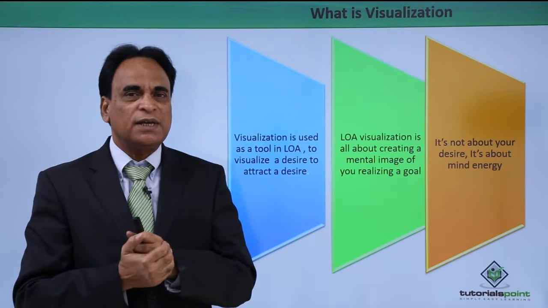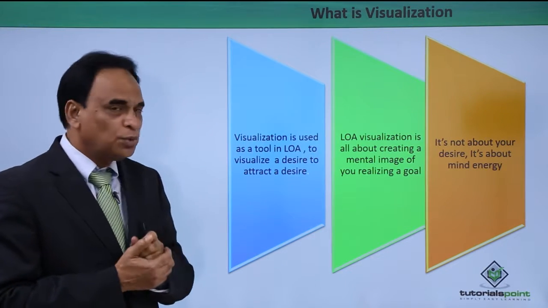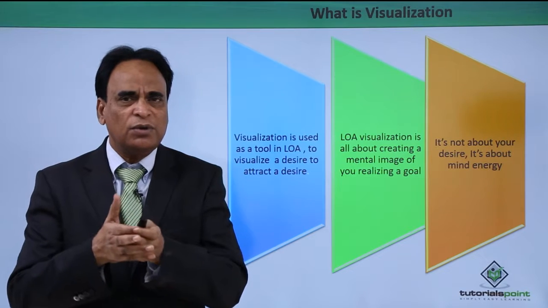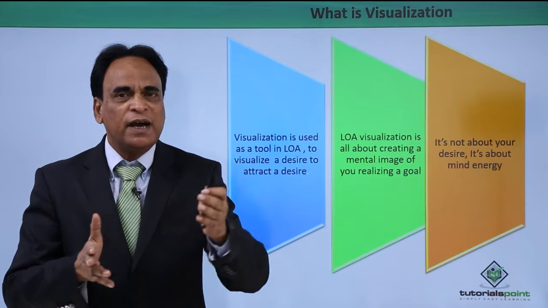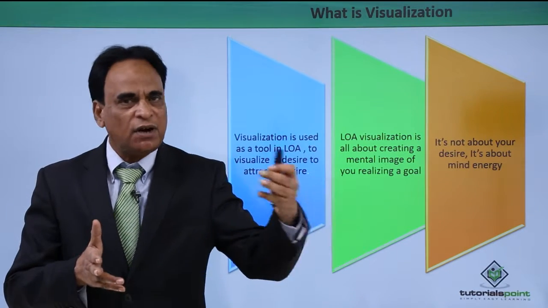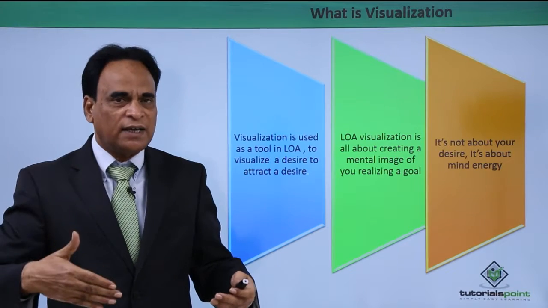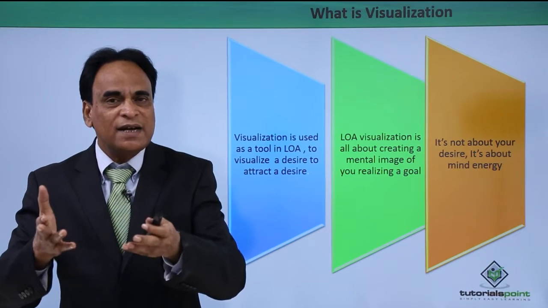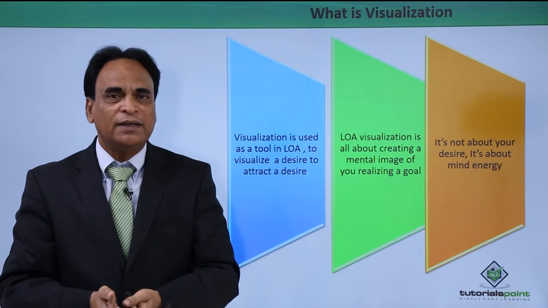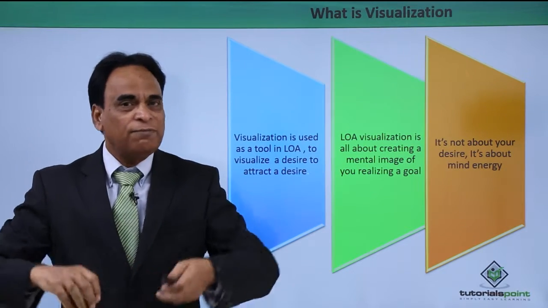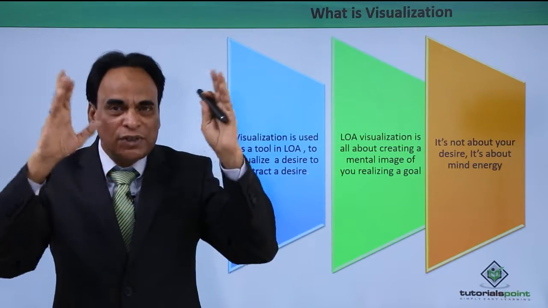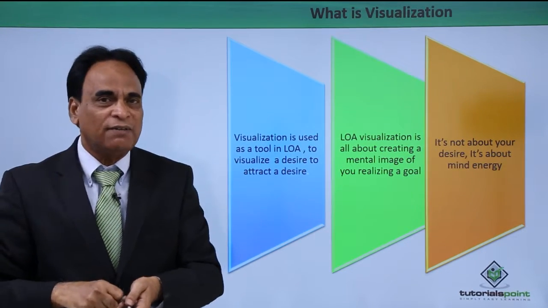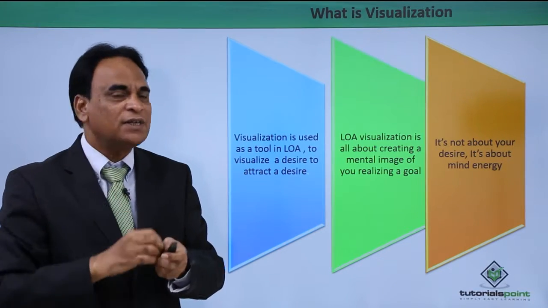Now, what is visualization in the first place? Visualization is used as a tool in Law of Attraction to visualize a desire, to attract a desire. As we all know, Law of Attraction basically means we attract what we want, whether positivity or negativity. You attract like, you will get like. Similarly, if you attract a desire, you will get a desire. That desire is what we are visualizing in our mind to make it happen in your life. You're fantasizing, you're visualizing in your subconscious mind a desire, for the desire to attract into your life. And that is precisely what visualization is all about.